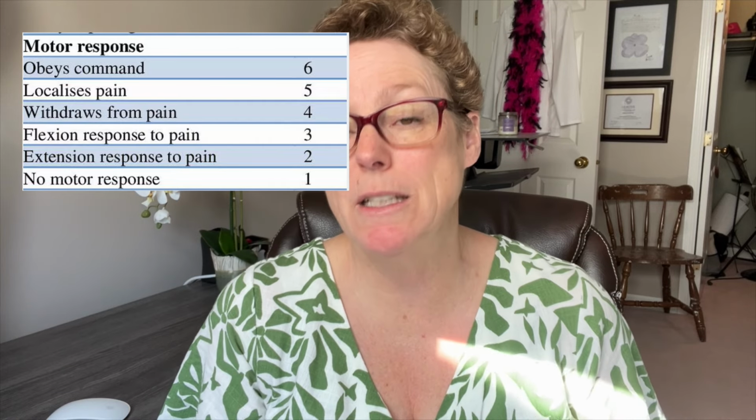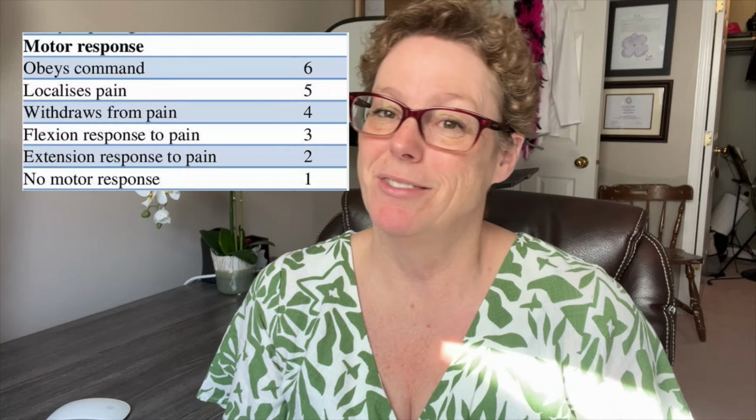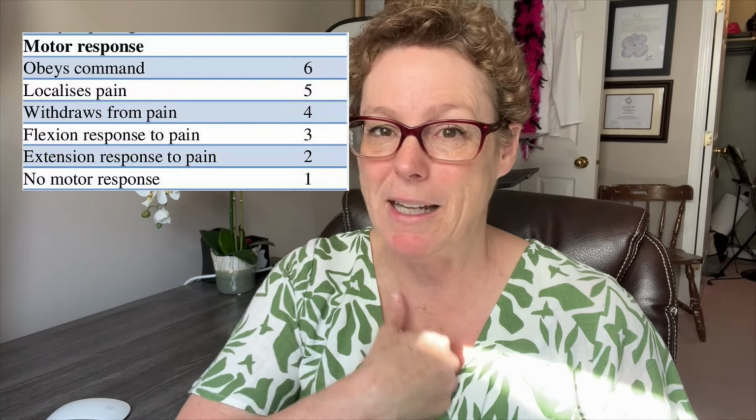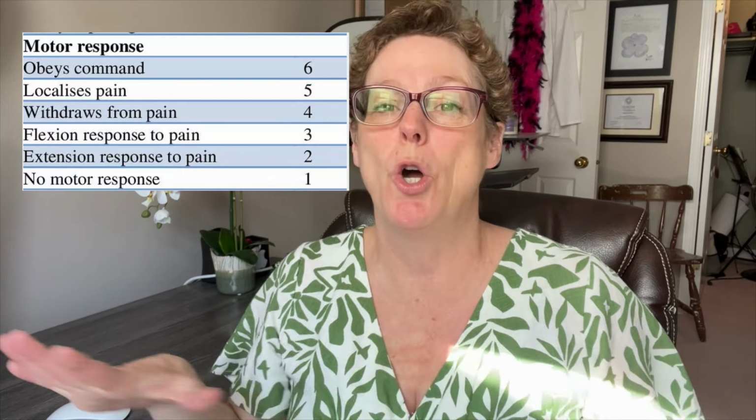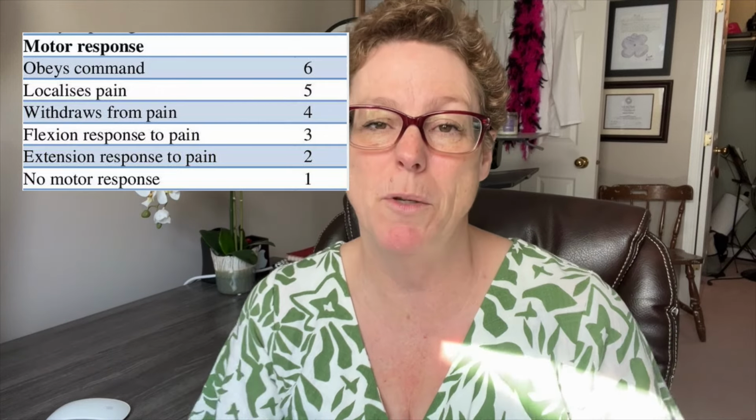Their arms are down and pronated. And then a 1 would be 0 response. So you've asked them to move, you've got pain happening here, and there's no response from any of that. It would be a 1 out of 6.